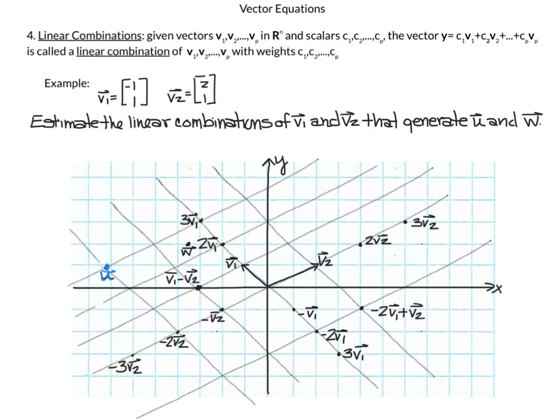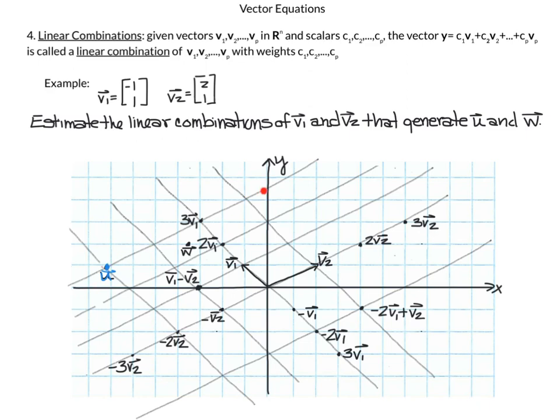And now I've added the other grid lines for different multiples. So like here, I can add something like 2v1 and v2, and I get this point. So the positive v1 line and the positive v2 lines give me this area. The negative v1 and negative v2 gives me this area here. So now I want to know approximately, let's look at u first, approximately where does u lie?